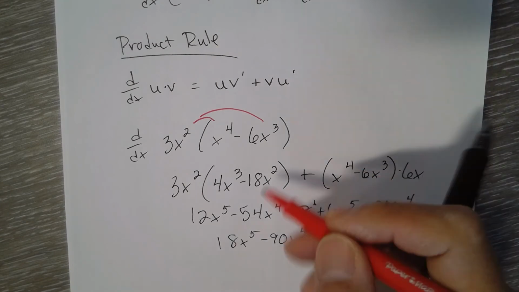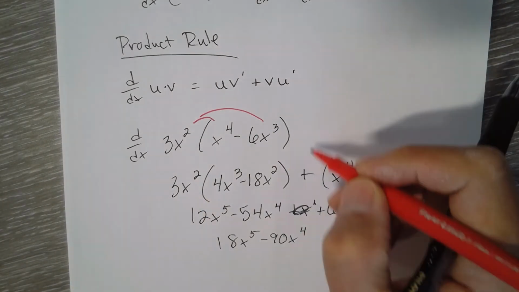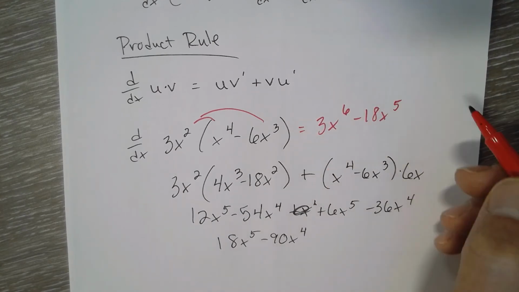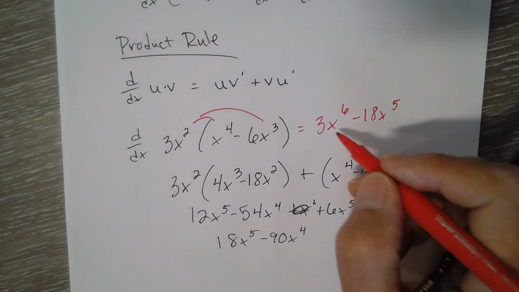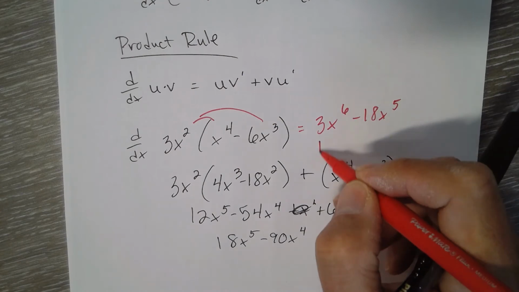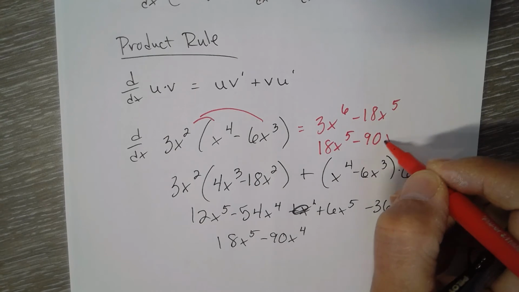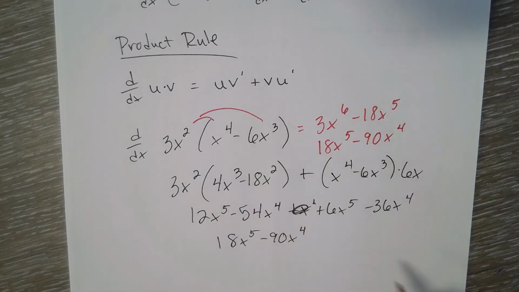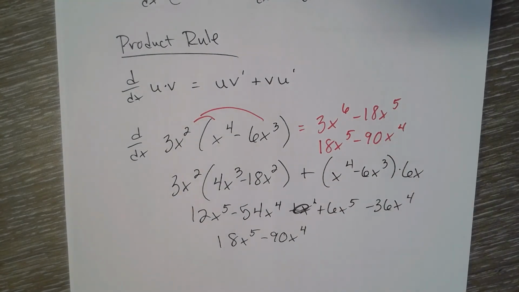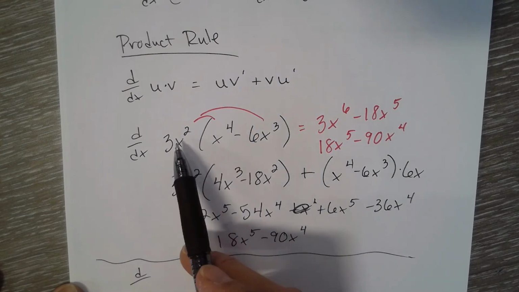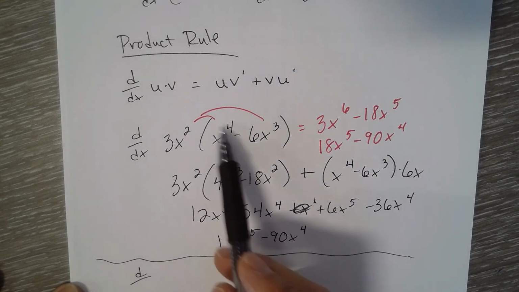So just to demonstrate, a better way to do this problem would have just been to distribute: 3x to the 6th minus 18x to the 5th, and then find the derivative. It'd be 18x to the 5th minus 90x to the 4th. Way easier than using the product rule. So why would you ever have to use the product rule? Well, you have to many different times. The reason we don't need it here is because you can distribute 3x squared to all that.